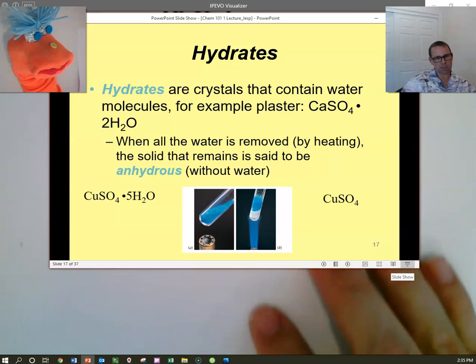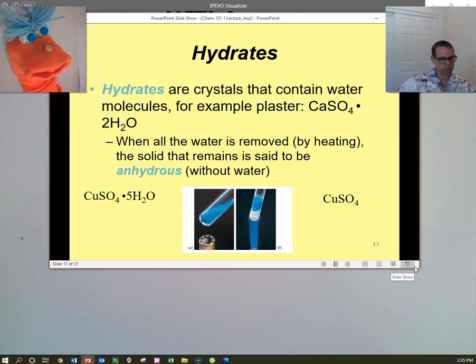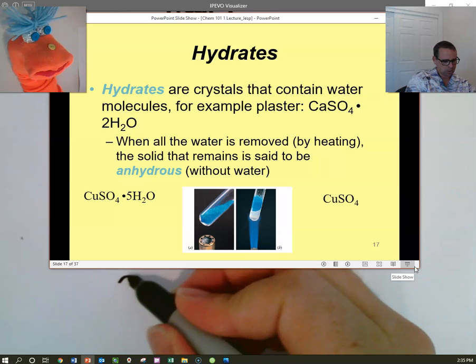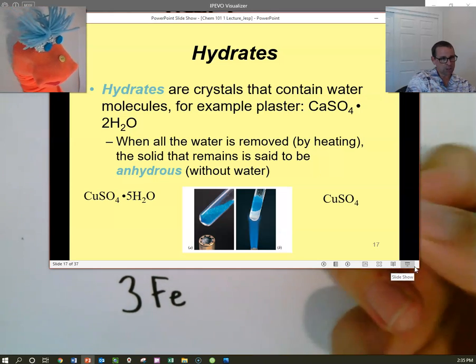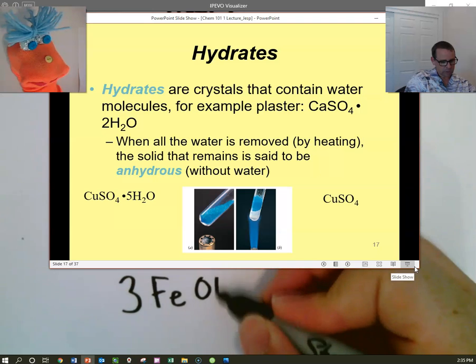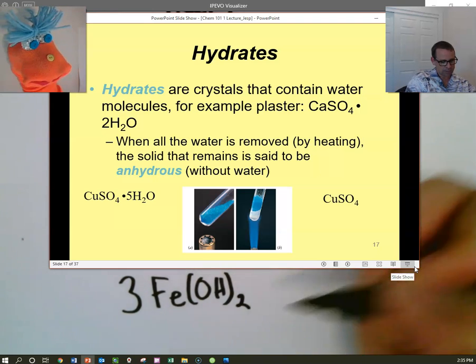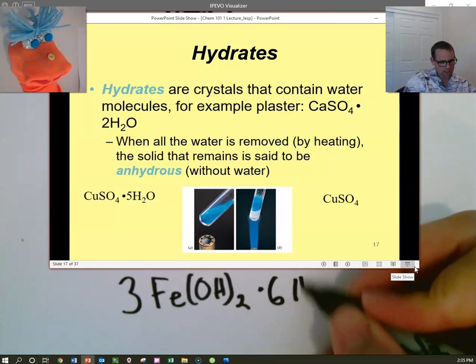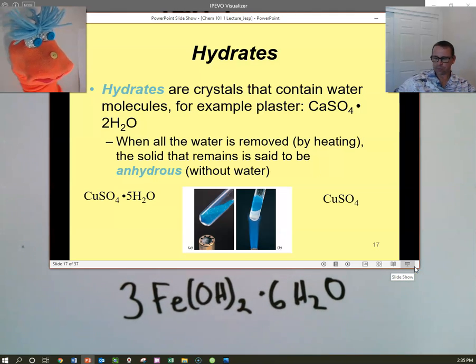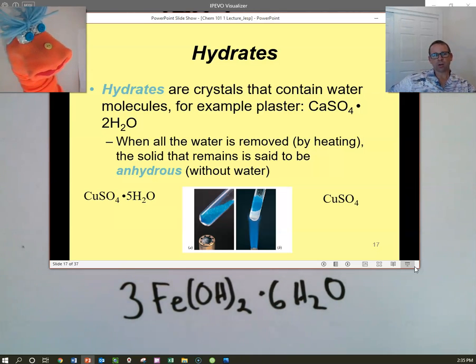Now, sometimes, and this is something that you often see in quiz questions, you'll see something like this: 3 iron hydroxide hexahydrate. All right, so there it is. This compound is called iron hydroxide hexahydrate. And the question might be, how many oxygen atoms are in this expression? They don't say one unit; they say this expression.